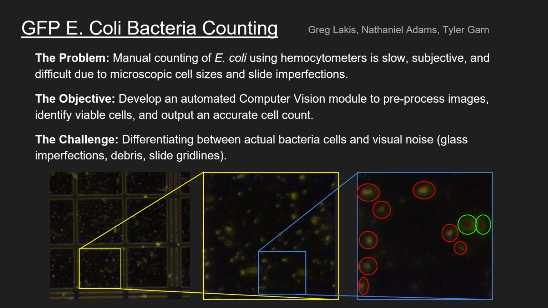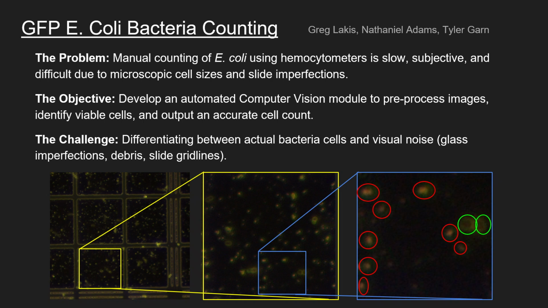This is our presentation for our machine learning project. Our project, we are creating a model to auto count some fluorescent protein E. coli bacteria. So the problem here is that the manual counting of E. coli on a hemocytometer slide can be slow, subjective, and very difficult depending on your microscope and the size of the cell and the different slides that we have and the imperfections present there.